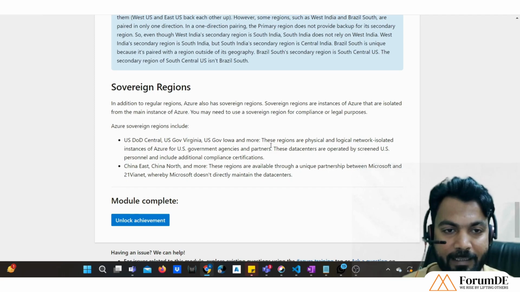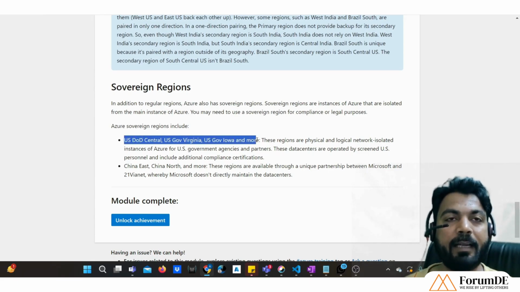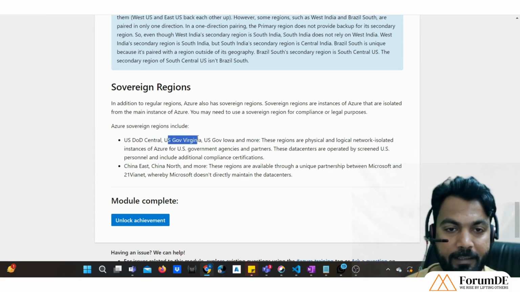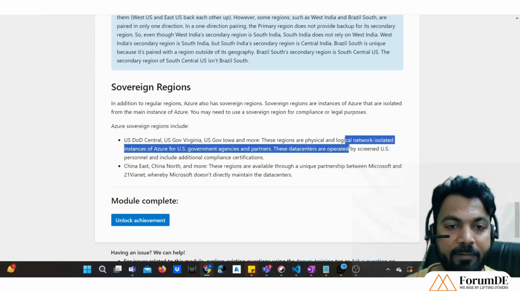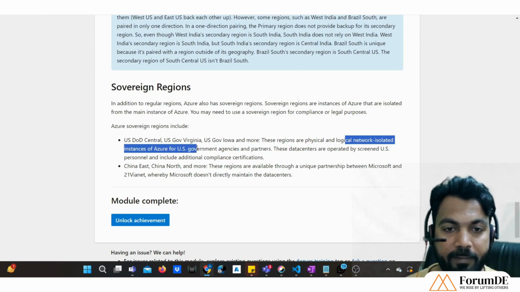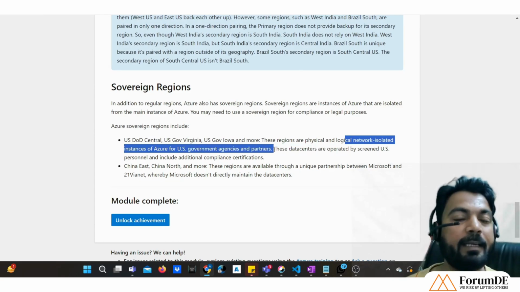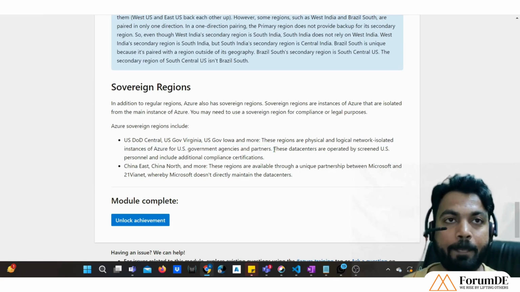That's why these are some of the sovereign regions provided by Microsoft to the US government, like US DoD Central, US Gov Virginia, US Gov Arizona, and more. You see here it is written: these regions are physical and logical network isolated instances of Azure for US government agencies and partners. This is for some specific use cases of government.